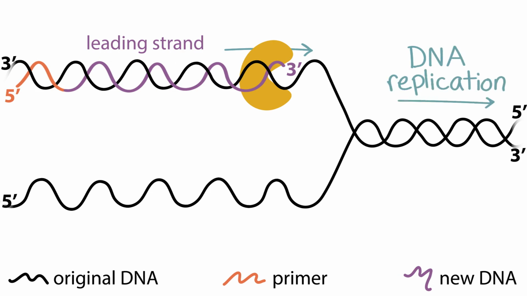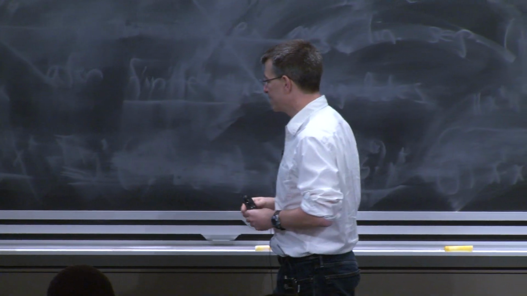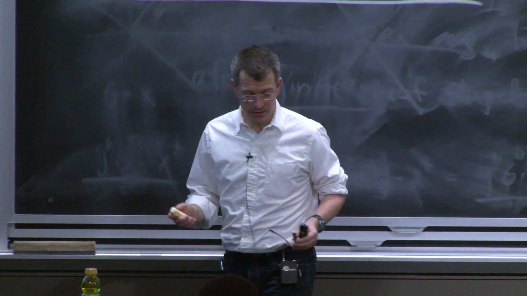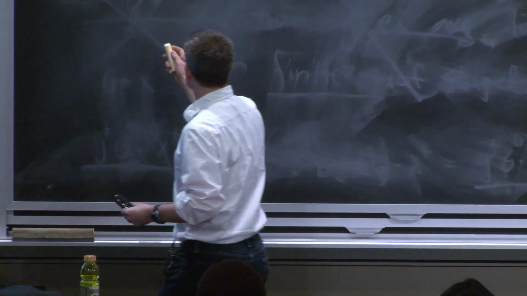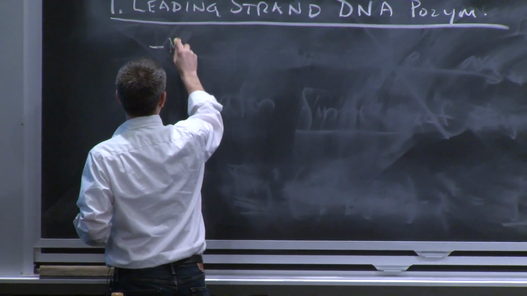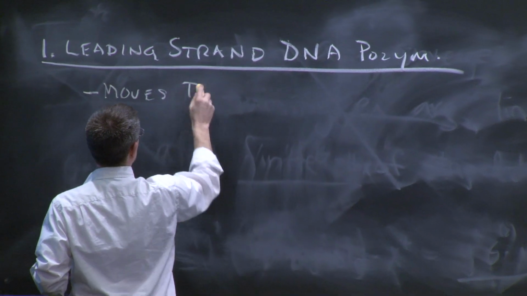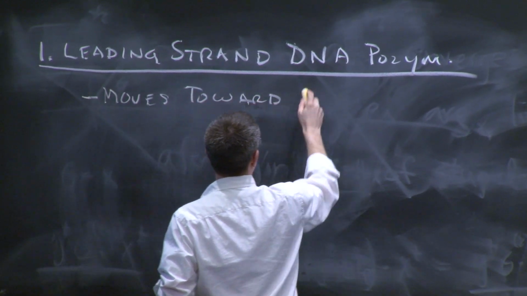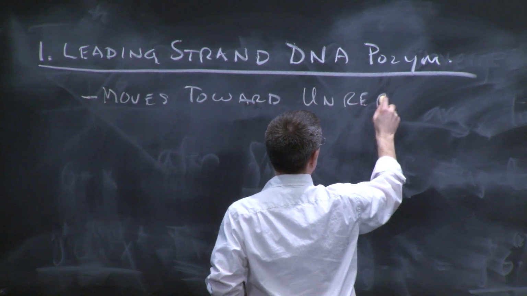Okay? So it's easy to understand because it basically needs one primer at the beginning of the process. And assuming you have adequate processivity, that primer will be sufficient to completely replicate until you either hit the end of the DNA or reach another replication fork coming from the opposite direction. Okay? So this is the most straightforward. So I think the key thing is this moves toward the unreplicated DNA.